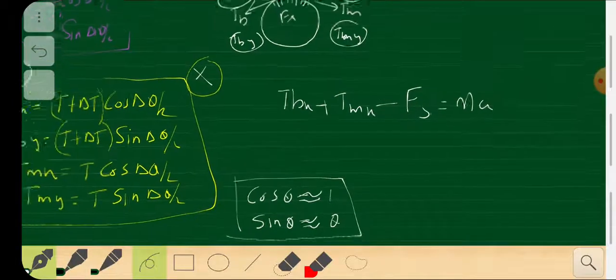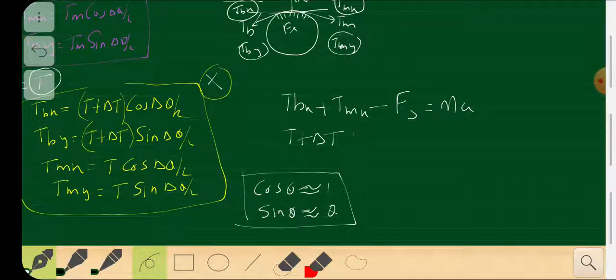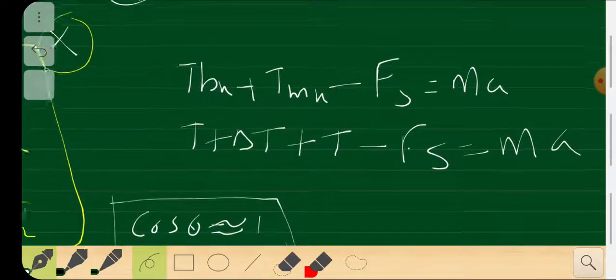So in this equation, TBx will be T plus delta T times cos small, that is 1, plus TMx will be T cos delta theta by 2, that will also be T, right? So T minus Fs must be equal to some ma, right? So I just simplified that.